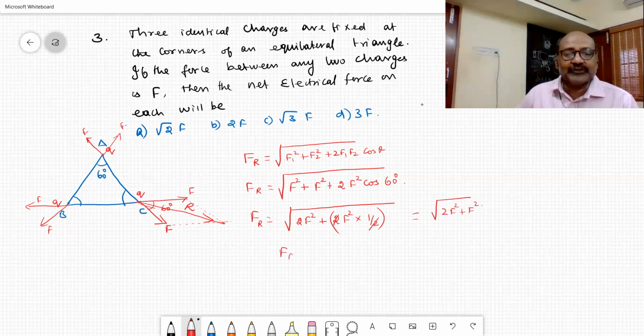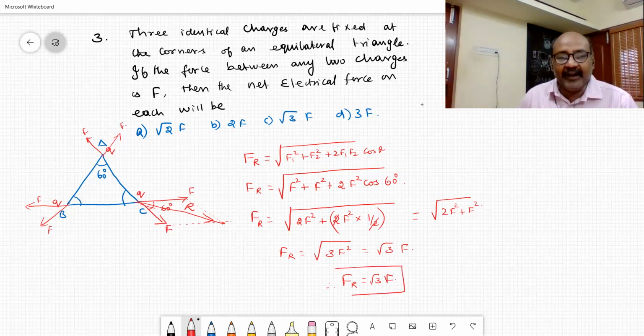So the resultant force is equal to root of 3F square. Taking the square root, you will be getting root 3 into F. Therefore, Fr equals root 3 times the force between the two charges. So the final answer that I get is root 3 times F. So option C is the answer. Option C is taken to be the answer.